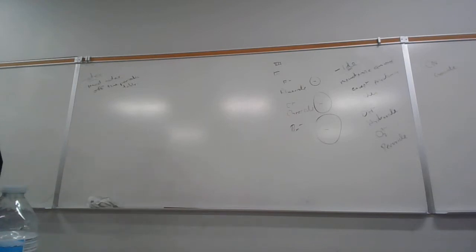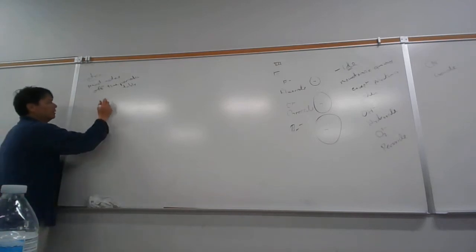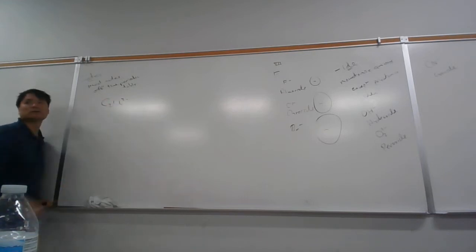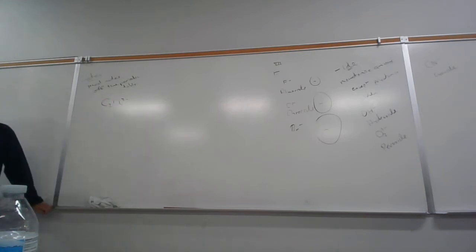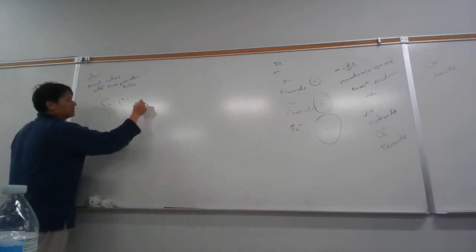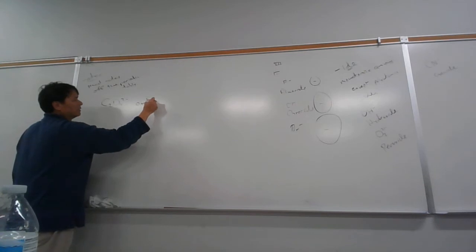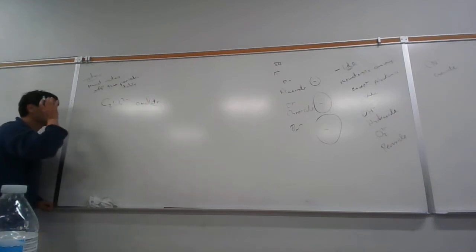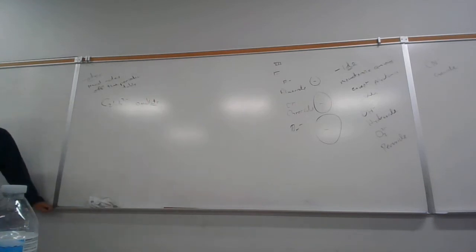Oxalate, acetate, dichromate. Oxalate is C2O4, 2 minus. Normally when we have the ates, it's maxed out. Oxalate, historically, is completely oxidized.